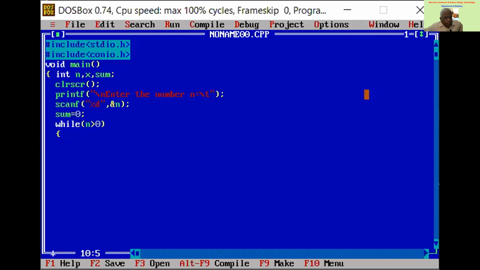Okay. x equal to n percent 10, semicolon. sum equal to sum plus x, semicolon. n equal to, in bracket, n minus x, bracket complete, divided by 10, semicolon. Bracket complete, curly bracket complete.